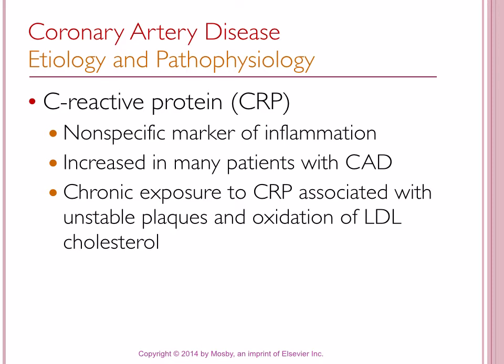So the C-reactive protein is a non-specific marker of inflammation, and it is increased in many patients with CAD and the chronic elevation of CRP. So if you see this protein getting increased, that means there are more chances of having unstable plaques and there is more oxidation of LDL cholesterol, which is further contributing to atherosclerosis, which is the major cause of CAD. So CRP indicates the inflammatory response, the systemic inflammation within the body, and it is pointing that there are some unstable plaques within the arterial system. Okay, let's go to the next slide.